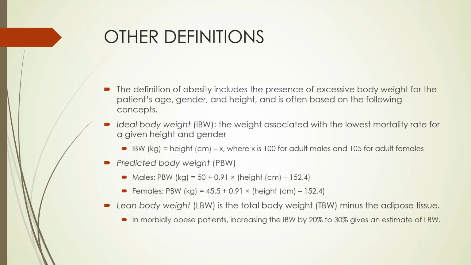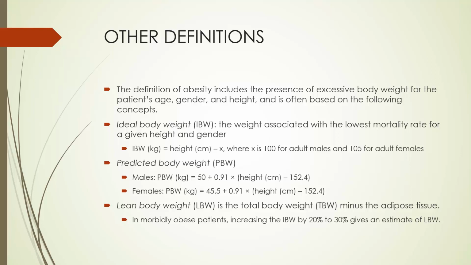and 105 for females. Predicted body weight is a concept similar to ideal body weight and is more commonly used in the medical literature. Predicted body weight is usually calculated in males as 50 plus 0.9 times height in centimeters minus 152.4, and you can see the calculation for females.